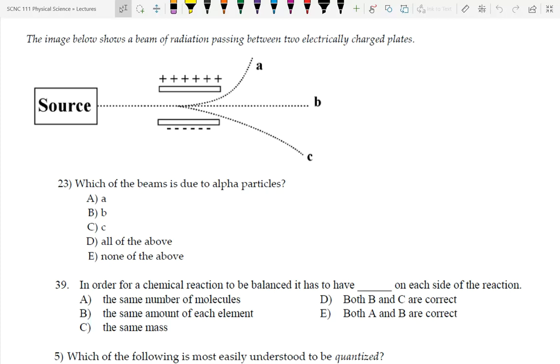So the first 3 are the ones that people did the worst on. Question number 1, which of the beams is due to alpha particles? Now, I'm not going to ask you to answer A, B, C. What I'm going to do is to lead you to the thought process that this was shooting for. So what can you tell me about alpha particles? They're what? They're the easiest to stop. True statement. It's not going to help me answer this, but it's a true statement. They're positive. That's the statement that's going to help me solve this, right?